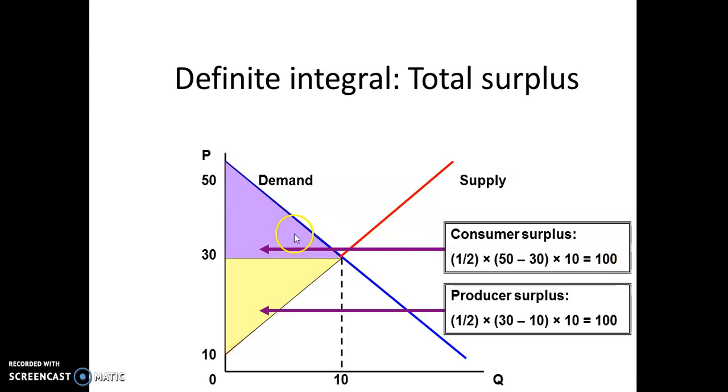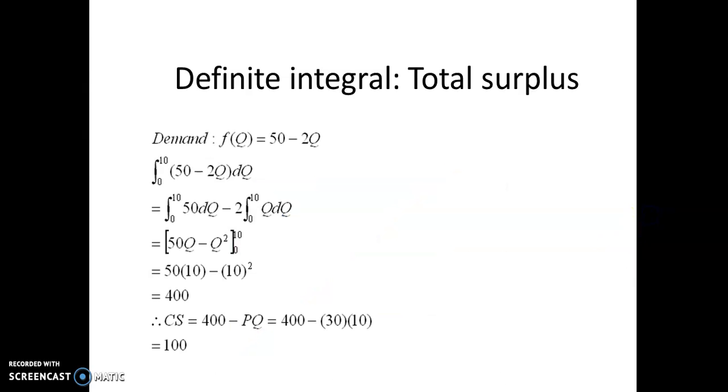Here you would get 100 for consumer surplus, and your producer surplus, similarly half base times height, half times 30 minus 10 times this distance, which is also 10. You would also get producer surplus is equal to 100. So therefore your total surplus is the sum of those two. It is 200. But this is very straightforward, and you would not get a problem of this nature in the exam. So let's see how you would solve for it using definite integrals.